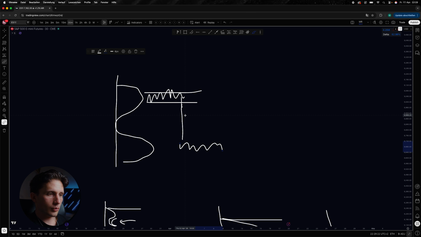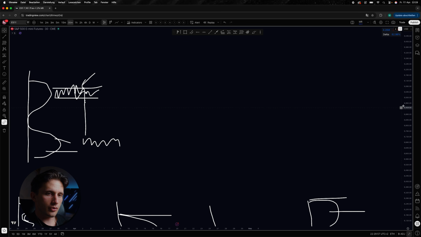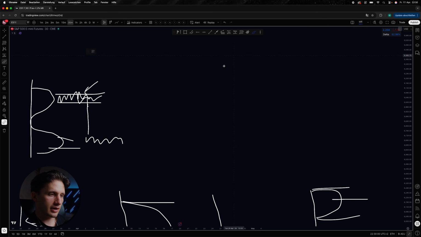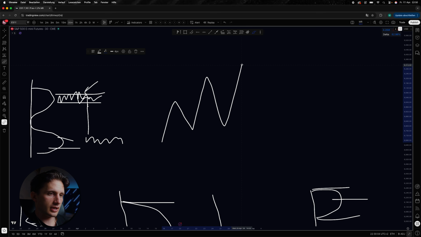Now that's not always the case, because the low volume nodes can actually act as resistance or support as well. But most of the time, big players searching for their trades on ranging markets and then go to another high volume node, right? That's why I'm always saying the market either looks for higher value or lower value. And you really need to learn this, that you don't see the market anymore in higher highs, higher lows, higher highs, higher lows, higher highs, right?